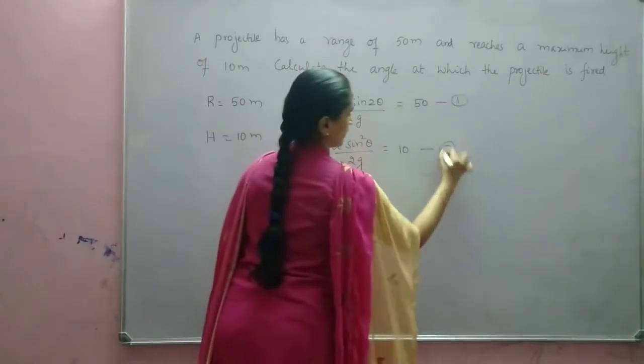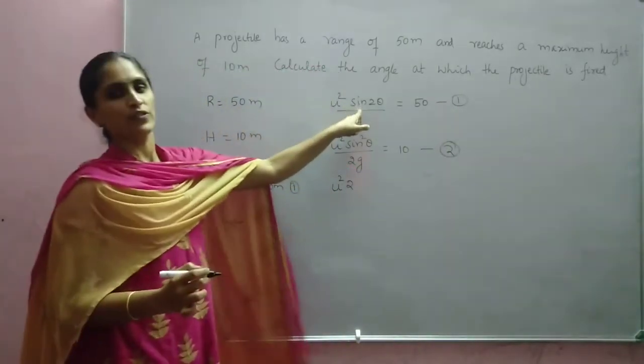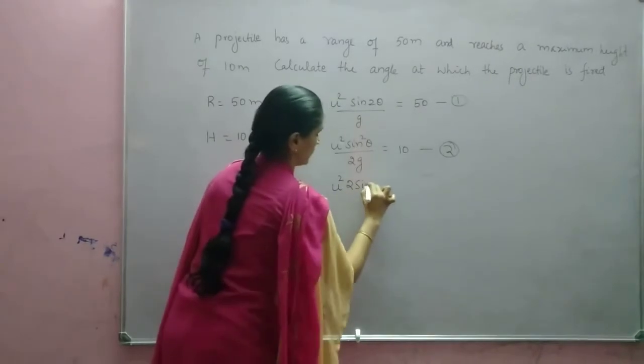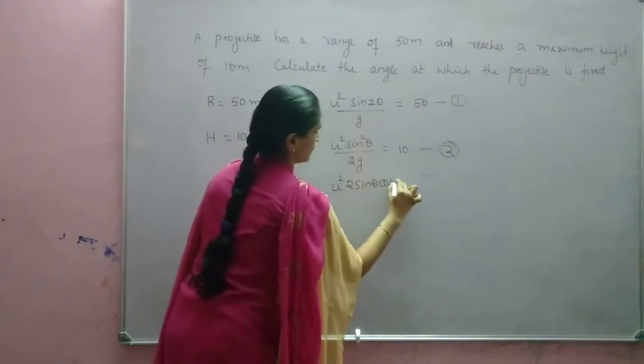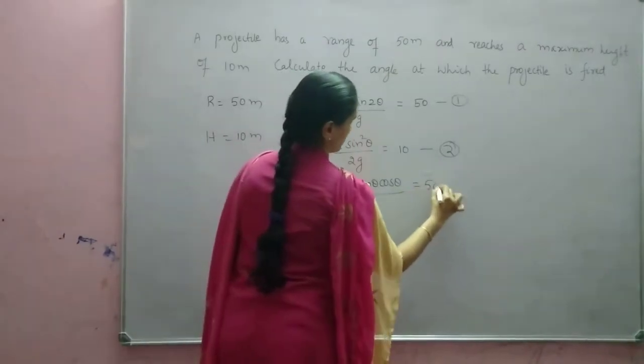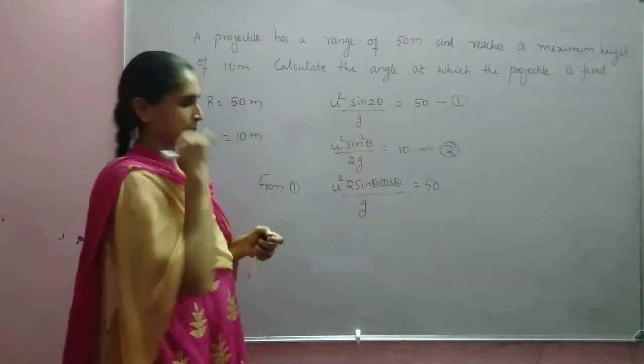This we can write as equation 2. So instead of sine 2 theta we are writing it as 2 sine theta cos theta. Sine theta cos theta by g is equal to 50.